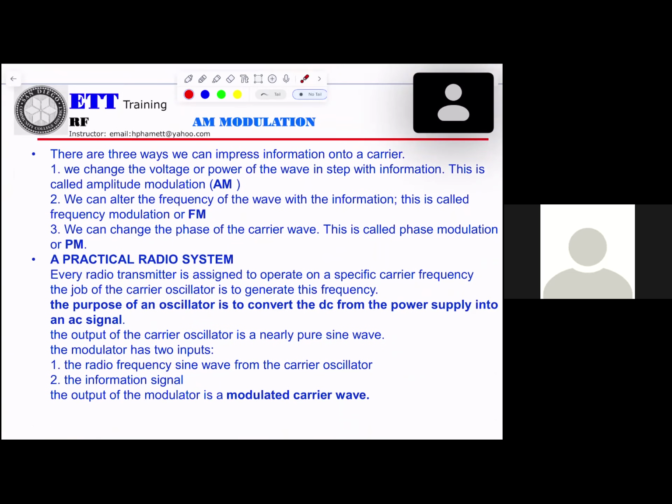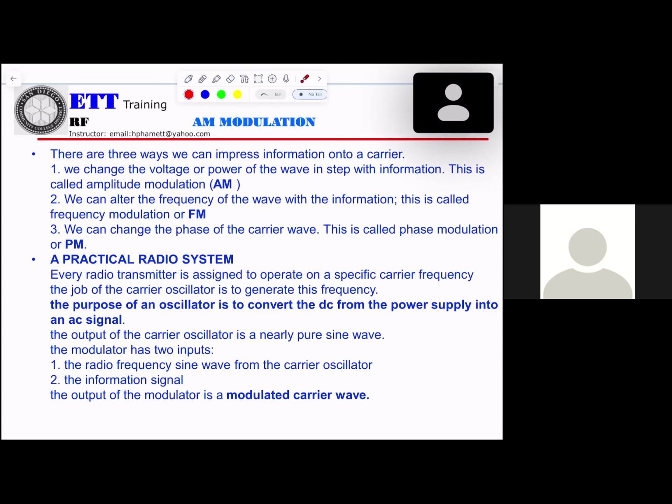There are three ways we can impress information onto a carrier. First, we can vary the voltage or power of the wave in step with the information. This is called amplitude modulation, AM. Or we can alter the frequency of the wave with the information. That's what we call FM, and next will be PM, phase modulation. So that's why you get FM and you get AM.